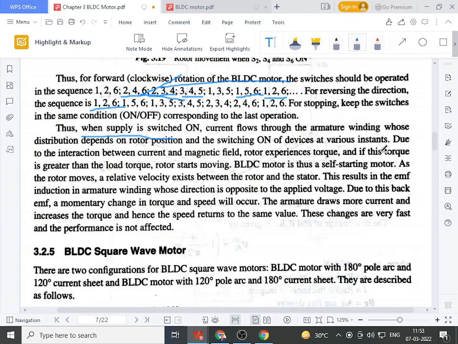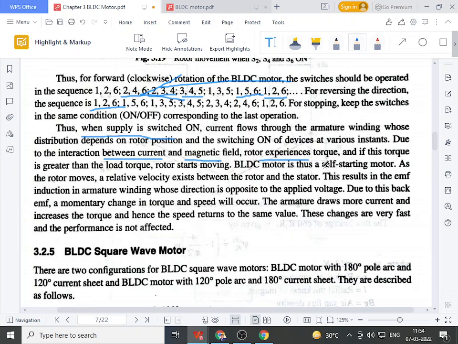So we generally take that position of rotor, and accordingly the controller circuit will initiate the switching sequence. Due to interaction between this current and magnetic field, the rotor experiences the torque. Whatever magnetic field is developed by permanent magnets, and whatever magnetic field is developed due to current flowing through armature winding, there will be torque experienced by the rotor. So the rotor experiences the torque due to interaction between these two magnetic fields.